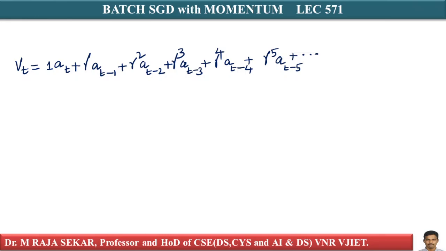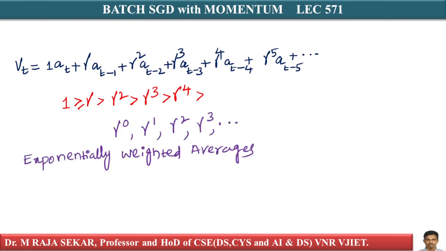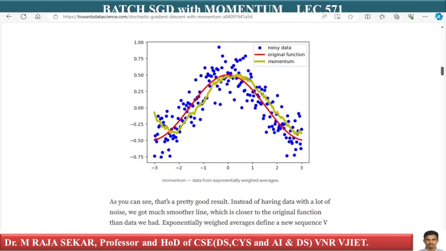Exponentially you are reducing the weights because your gamma lies between 0 and 1. 1 is greater than or equal to gamma, gamma is greater than gamma square, which is greater than gamma cube, which is greater than gamma power 4, and so on. You are giving weights in such a way: gamma power 0, gamma power 1, gamma square, gamma cube. This 1 can be treated as gamma power 0. So this is called exponentially weighted averages. In this case, I can say it is an exponentially weighted sum.